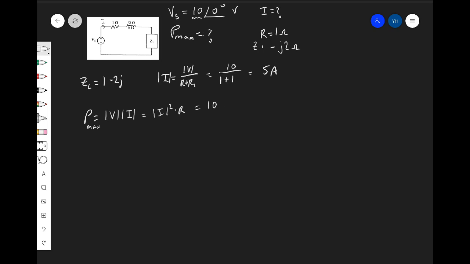So if we go by 10 volts times 5 amps, or 5 amps squared times the total resistance of 2, we would end up getting 50 watts. And you can check that in your calculator if you want. You go 5 squared, that's 25, times 2, that will give you 50, and that's your maximum power delivered.